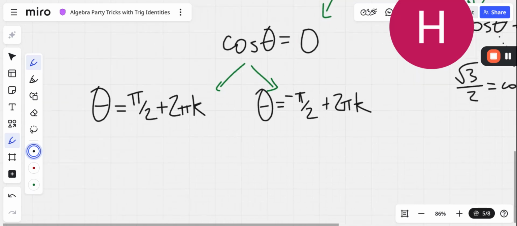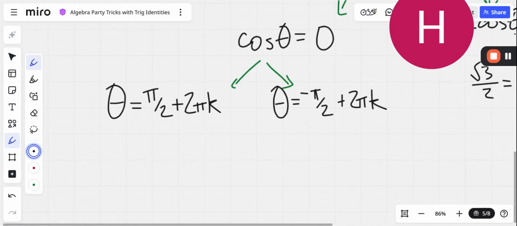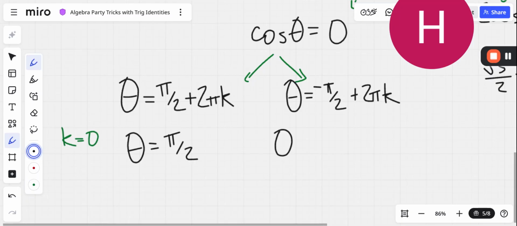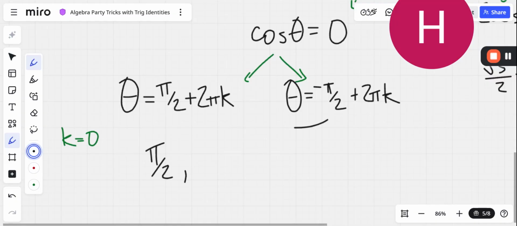The 2 pi k comes from the fact that cosine repeats its values after we've added 2 pi to the angle. But we need to consider these values for k. So let's start off with k equals 0. If k equals 0, then our theta is just pi over 2, and our theta here would be negative pi over 2.